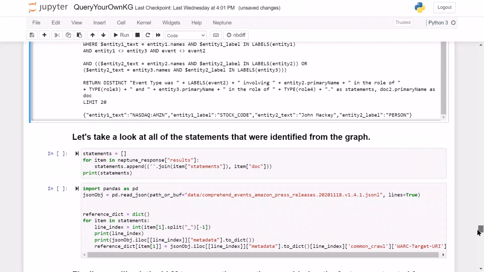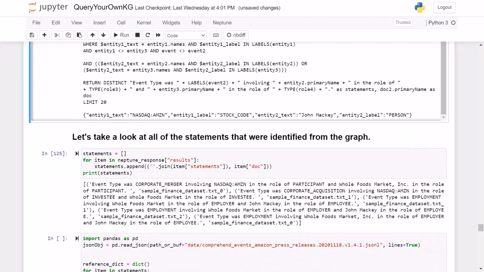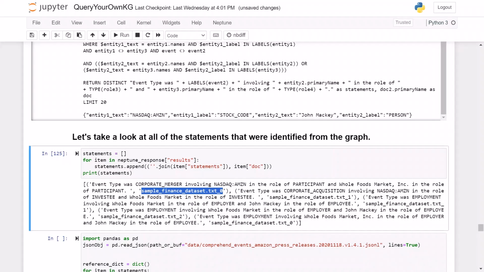So now let's look at all the statements that were generated by this. You can see the event type was corporate merger involving NASDAQ Amazon in the role of participant, and Whole Foods Market in the role of participant. And the document that was extracted from is this document here. There's a corporate acquisition. There is employment. Whole Foods Market was the employer of John Mackey, and Whole Foods Market, again, employer. And this was referenced in a couple different documents.